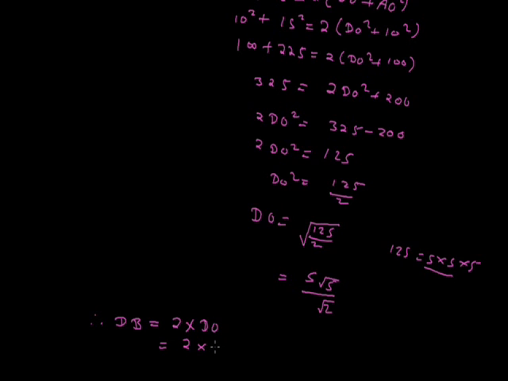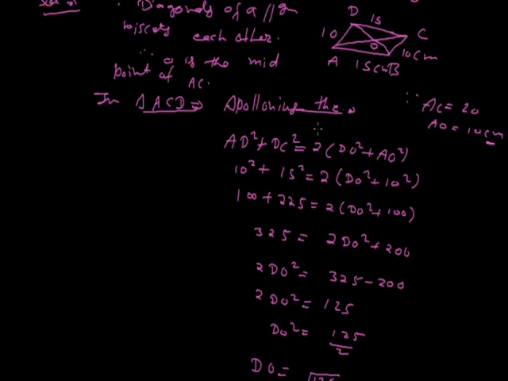2 into the value of DO, which is 5 root 5 divided by root 2. Now the root 2 will be cancelled by 2 and we have root 2 on the numerator. So 5 root 2 and root 5 will be multiplied and become root 10. So 5 root 10 centimeter, this is the answer, the length of the other diagonal.